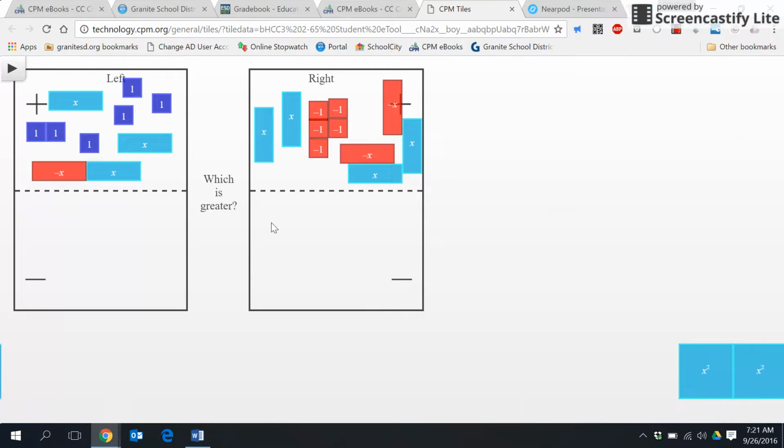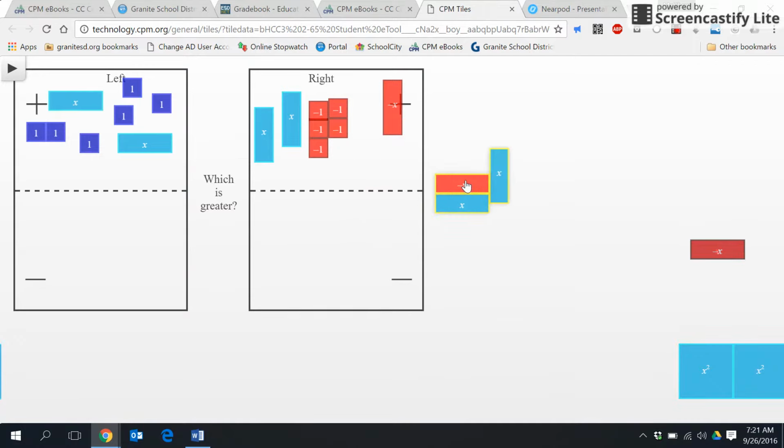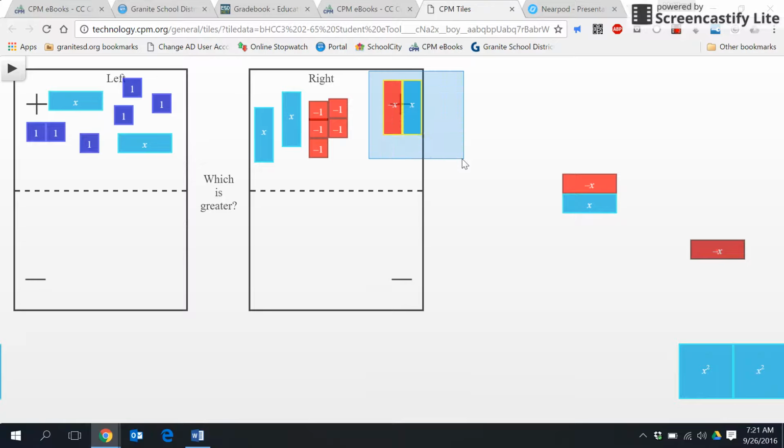Okay, now this next shot, what I'm going to do is I'm just going to start eliminating all my 0 pairs. So this x and negative x, they basically form 0, so they're gone. This x and this x, they're forming 0. These are gone. These two form 0. They're gone. And so that eliminates all my 0 pairs.